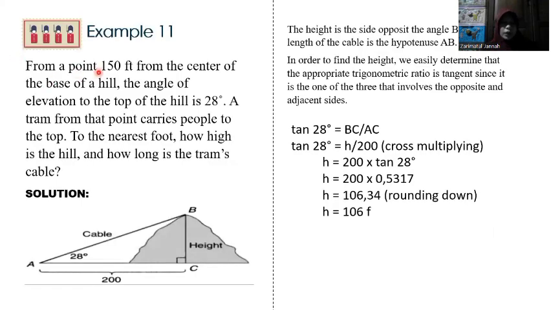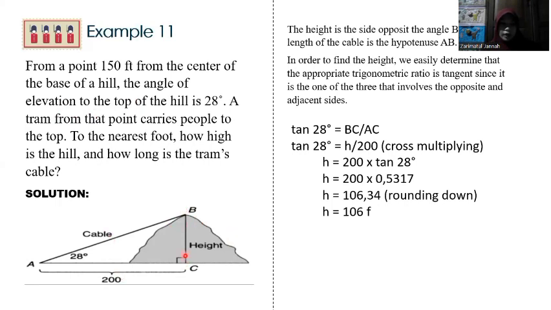Okay, next example is 12. From a point 150 feet from the center of the base of a hill, the angle of elevation to the top of the hill is 28 degrees. A cable from the point carries people to the top. To the nearest foot, how high is the hill and how long is the cable? Solution, this is the illustration in the picture.